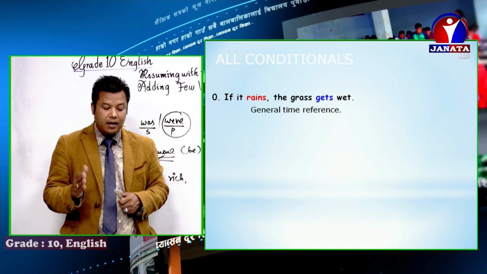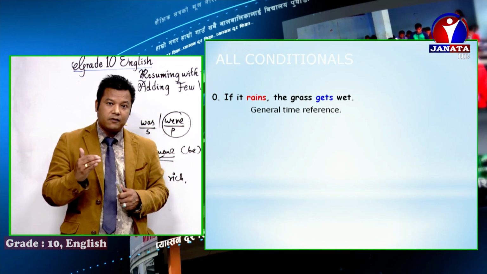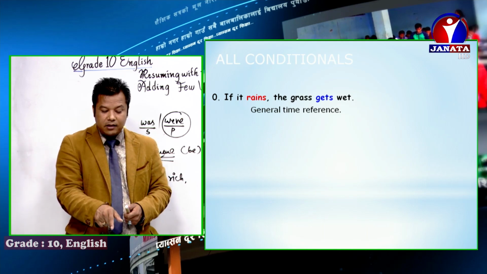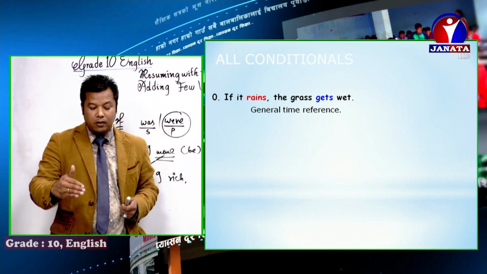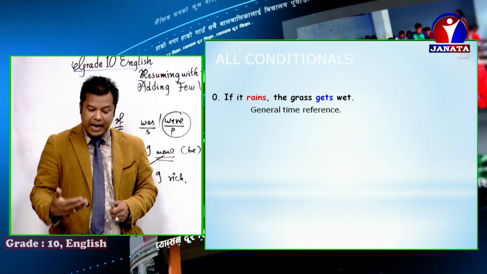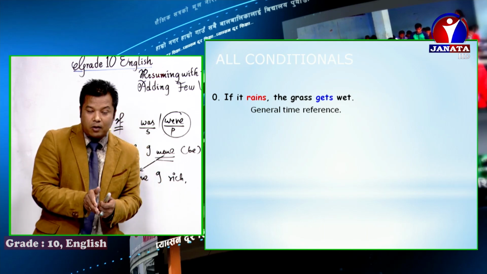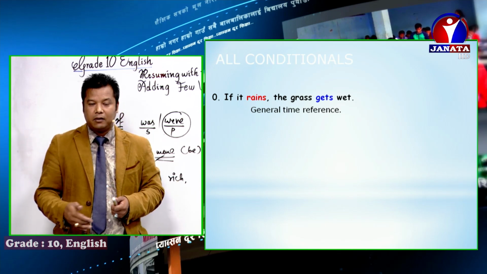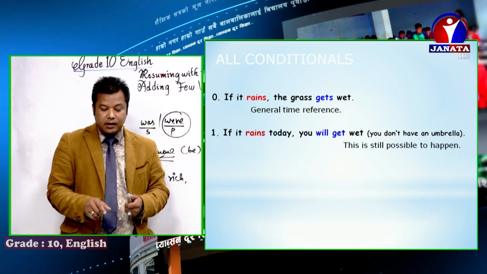Now let us look at all the conditionals in one single frame and try to understand their meanings. Here I have tried using the same sentence and transform it into the varieties of conditionals we have got. If it rains, the grass gets wet. That is a general time reference. Possibilities may happen, may not happen. You never know. If you have kept the grass covered, it probably won't get wet, but if you have left it free, it would definitely get wet. So this is number one now.